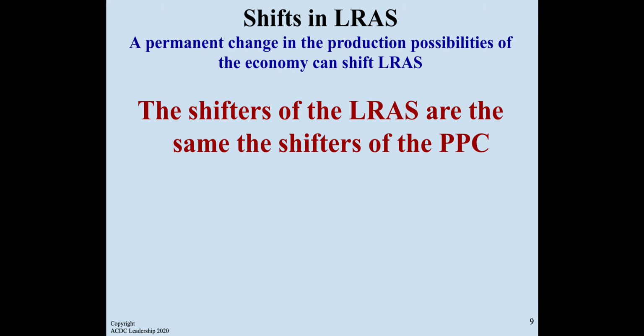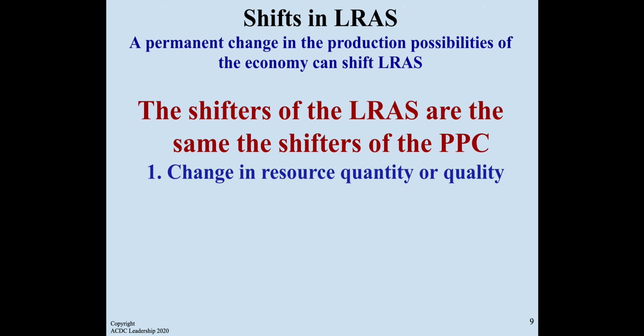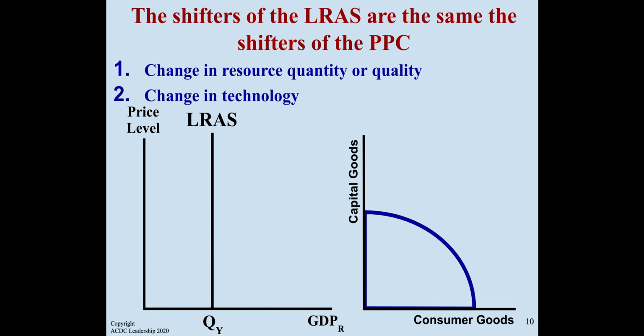The shifters of the long-run aggregate supply are the same as the shifters of the PPC. A permanent change in the PPC can shift it if there's a change in resource quantity or quality, or if there's a change in technology.